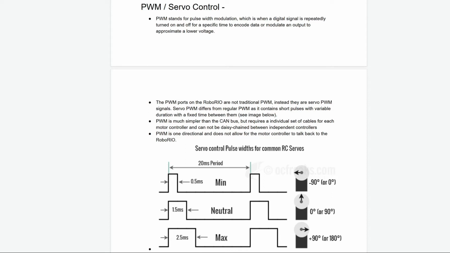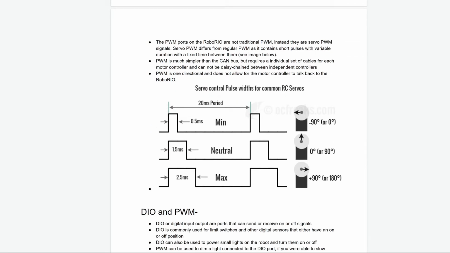Servo PWM is another way to encode data. It looks like this. It's the way that we can control servo motors. It looks funky, but it can be done either by a DIO or a PWM port. It is much simpler than CAN bus, but again, it cannot be daisy chained and requires independent wires.